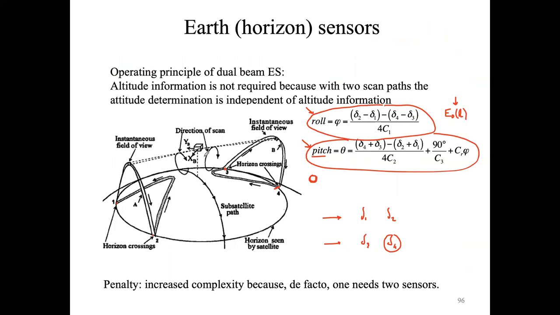But if you have 2 sensors, you have at least 3 measurements that are enough to determine the roll and pitch axis angles of the spacecraft. So this additional term represents a good redundancy to enable determination of the roll and pitch axes with Earth horizon sensors, so 2 axes, 2 Earth horizon sensors.